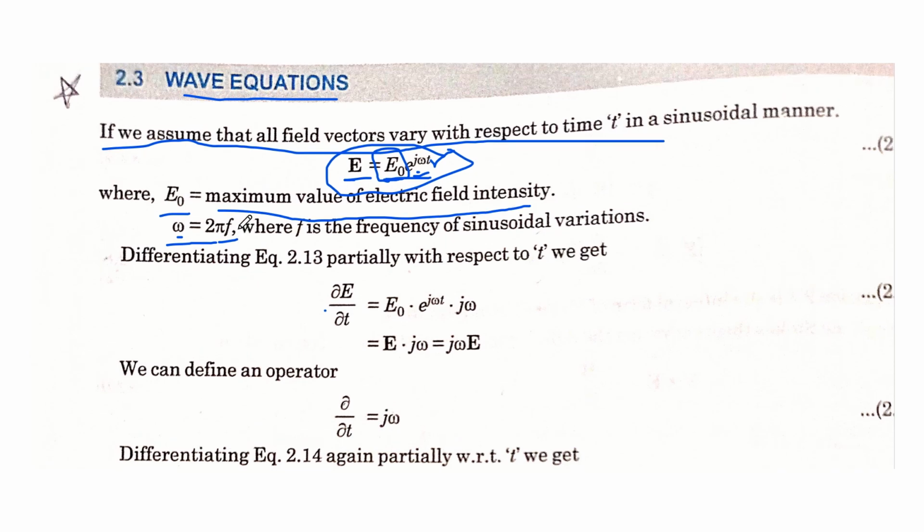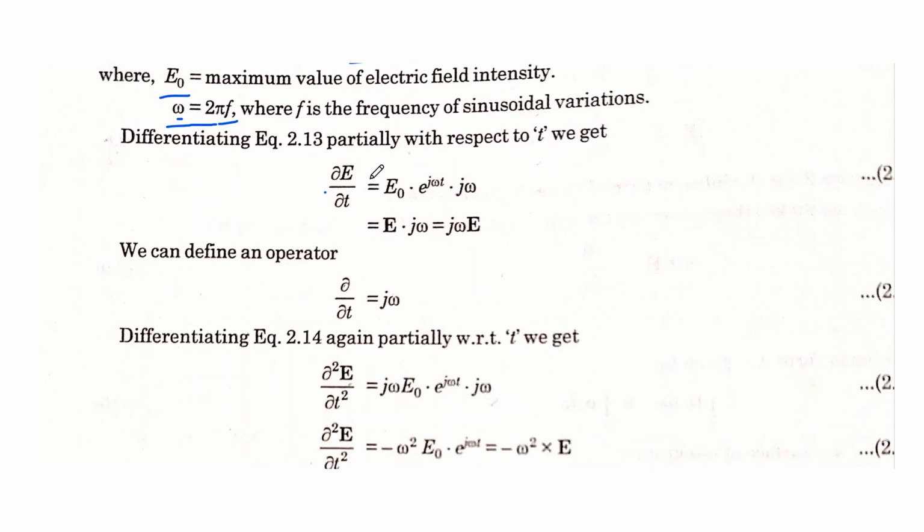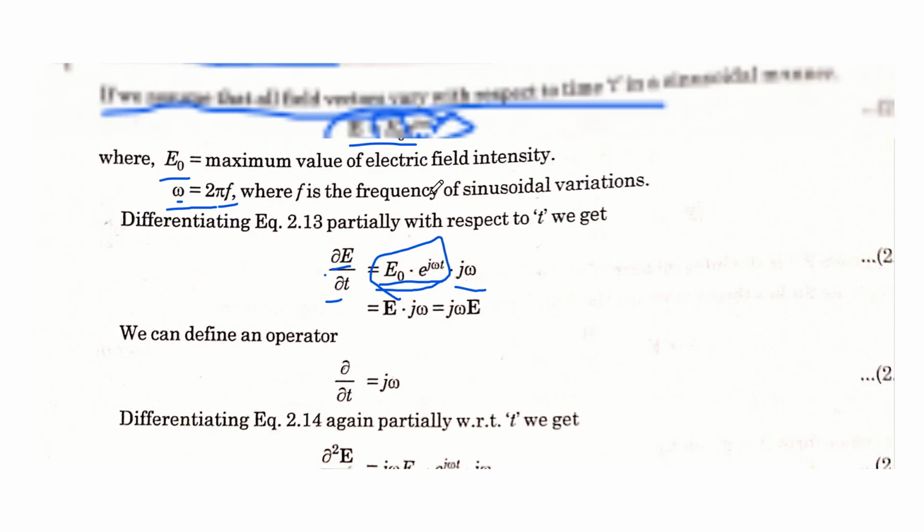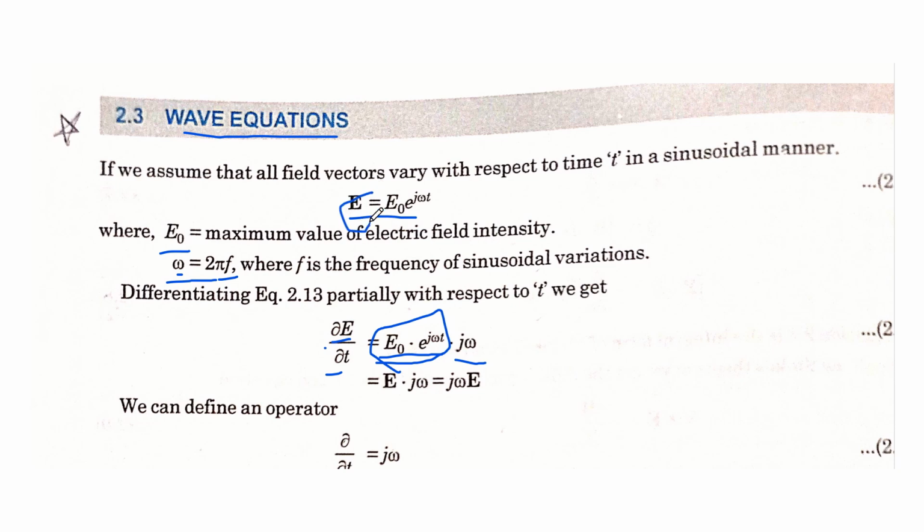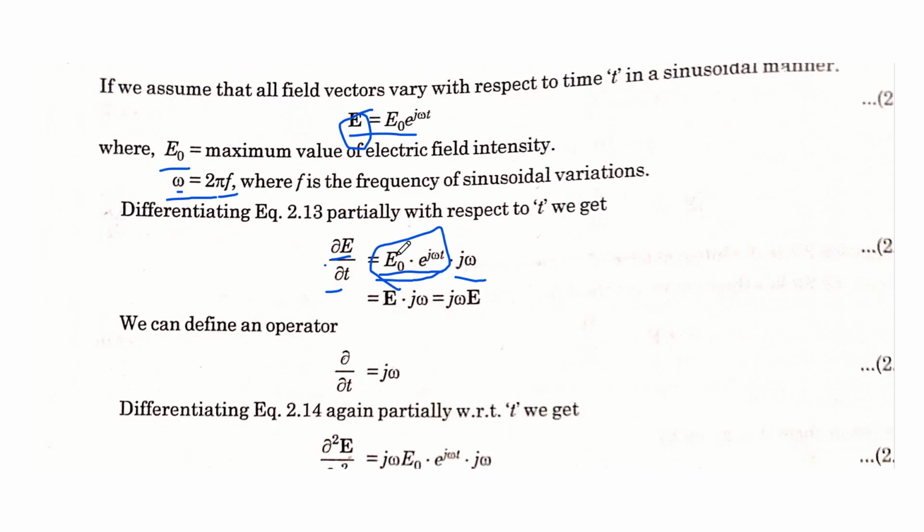Now I am going to differentiate this equation, that is capital E is equal to E naught into e power j omega t, with respect to time t. Then I can get the equation like this, that is dou E bar by dou t equal to E naught into e power j omega t into j omega. Here observe, we have E naught into e power j omega t, which is nothing but the electric field vector capital E. So we can simply substitute capital E in place of E naught into e power j omega t.